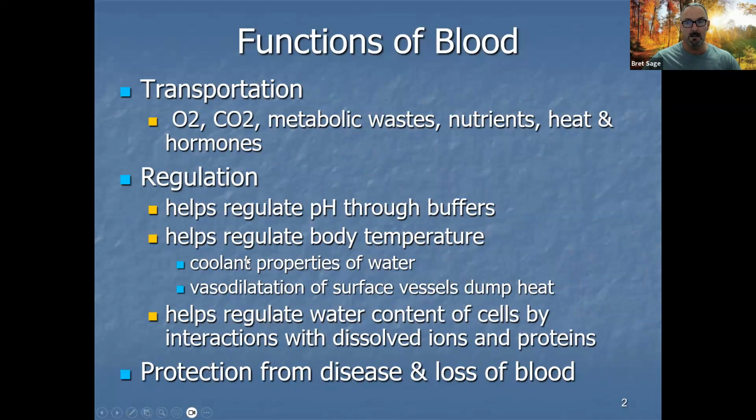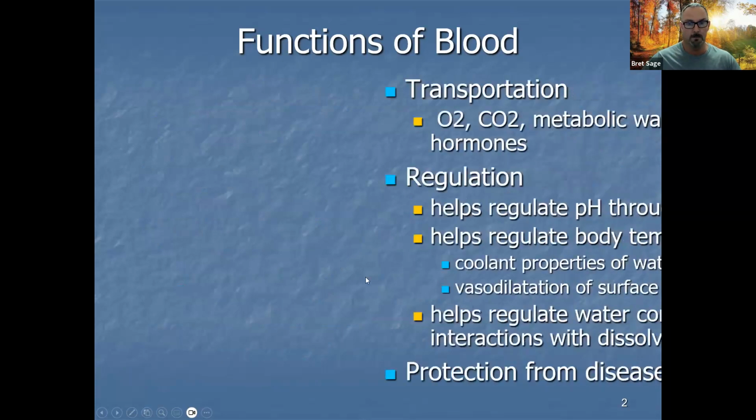That is, if you need heat in a place, you send more blood there. Or if you need to dump heat, you send blood to the skin where it dumps excess heat. If you want to retain heat, you send blood towards the core. It helps regulate water content of the cells by interactions with dissolved ions and proteins, and helps you be protected from disease by the white blood cells and loss of blood through the platelets.